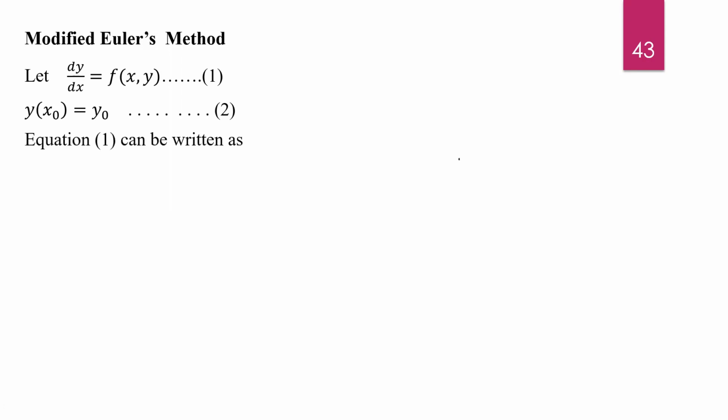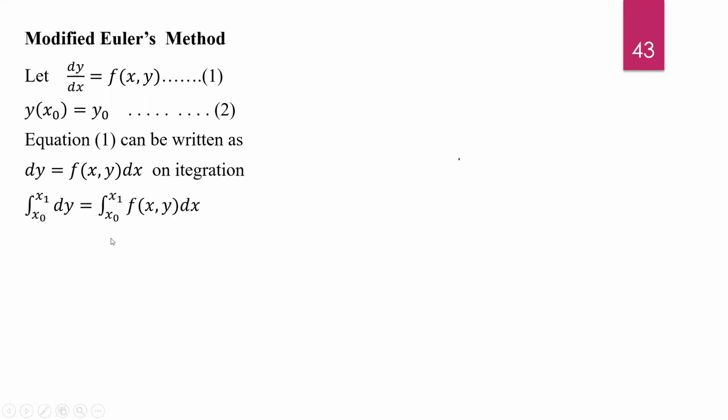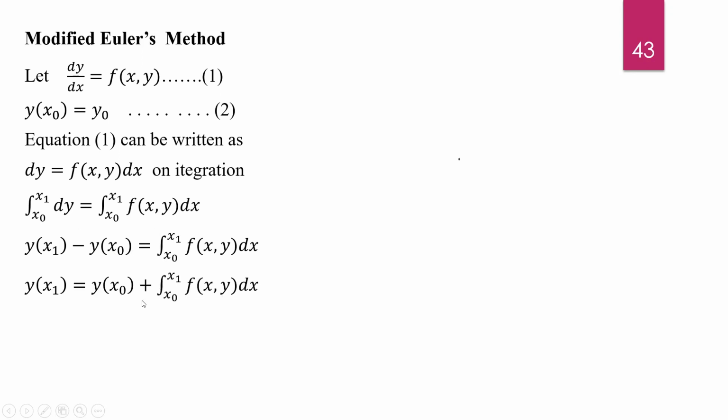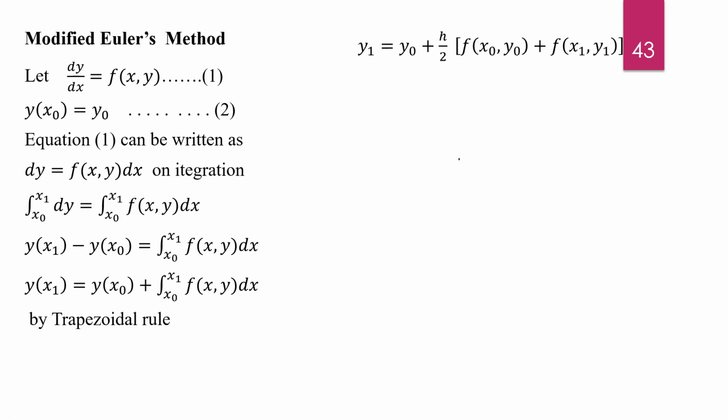Now here the equation 1 can be written as dy is equal to dx multiplied by the function, and then integration. The integration of dy is y, put upper limit, lower limit here, and keep this term as it is on the right hand side. Now put y suffix x naught in the right hand side. Now here apply trapezoidal rule.